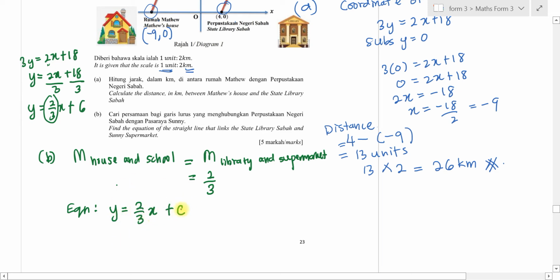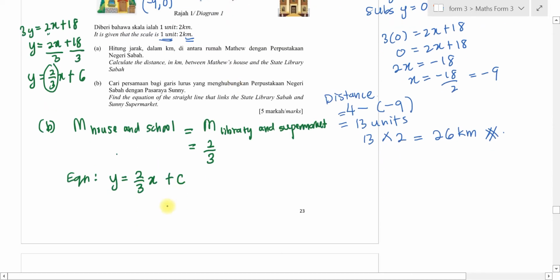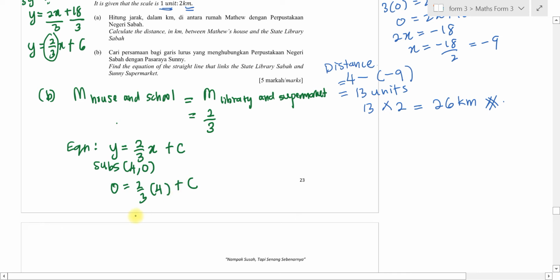Now we need to settle this c. You need to find a point on the line you are seeking. The line we are seeking is from the library to the supermarket. The point given was (4, 0). So substitute (4, 0): 0 equals 2 over 3 times 4 plus c, so 0 equals 8 over 3 plus c. So c should be negative 8 over 3.